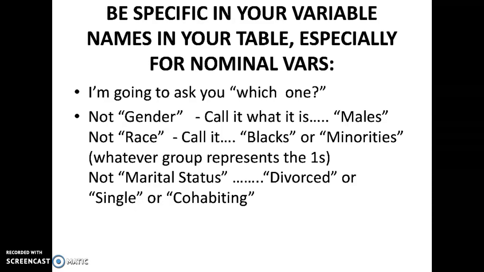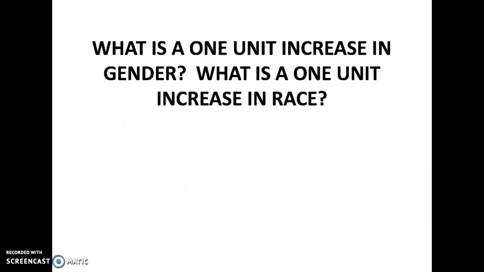Because race could be a lot of races, gender could be a lot of genders, marital status, a lot of marital statuses. So which one did you have in mind when you were testing it? That being said, sometimes we write nonsense sentences, and I've literally seen students do this. What is a 1 unit increase in gender? Or I've just increased their race by 0.5. I'm like, what? How do you increase somebody's race?